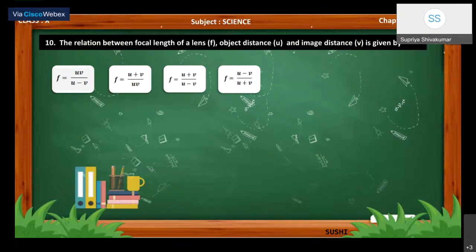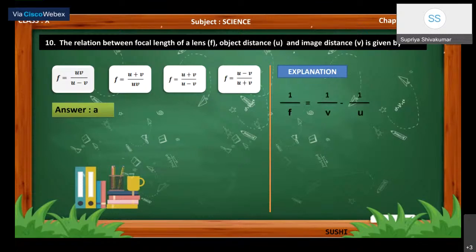Once again, children, 1 by f is equal to 1 by v minus 1 by u. You will take the LCM, so the LCM is vu. So it becomes v minus u in the numerator divided by uv, which is nothing but the left-hand side, 1 by f. Taking the reciprocal of it, you'll get f is equal to uv divided by u minus v. So the answer is option A.